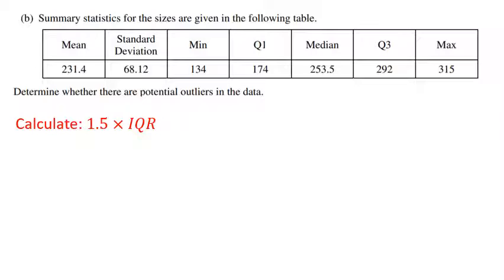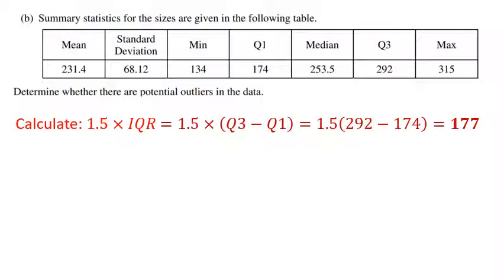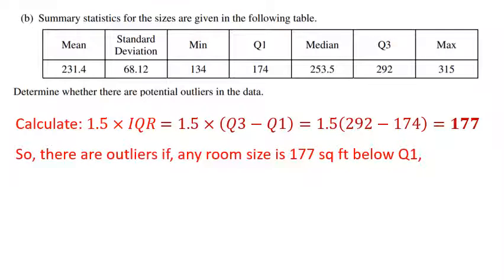Okay, so the first thing we want to do is calculate 1.5 times the IQR. Remember that the IQR is Q3 minus Q1. So they gave us Q3, they gave us Q1, we can subtract those. So we subtract those, we multiply that difference by 1.5, and we get a 1.5 IQR of 177. Now 177 is sort of our measuring stick. There are going to be outliers if there's any room size that is 177 below Q1.